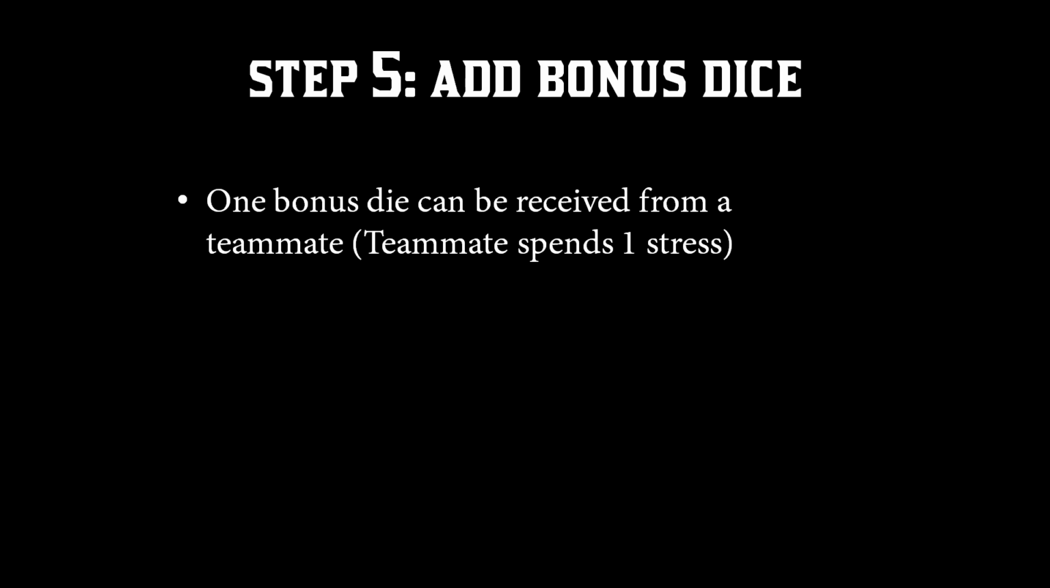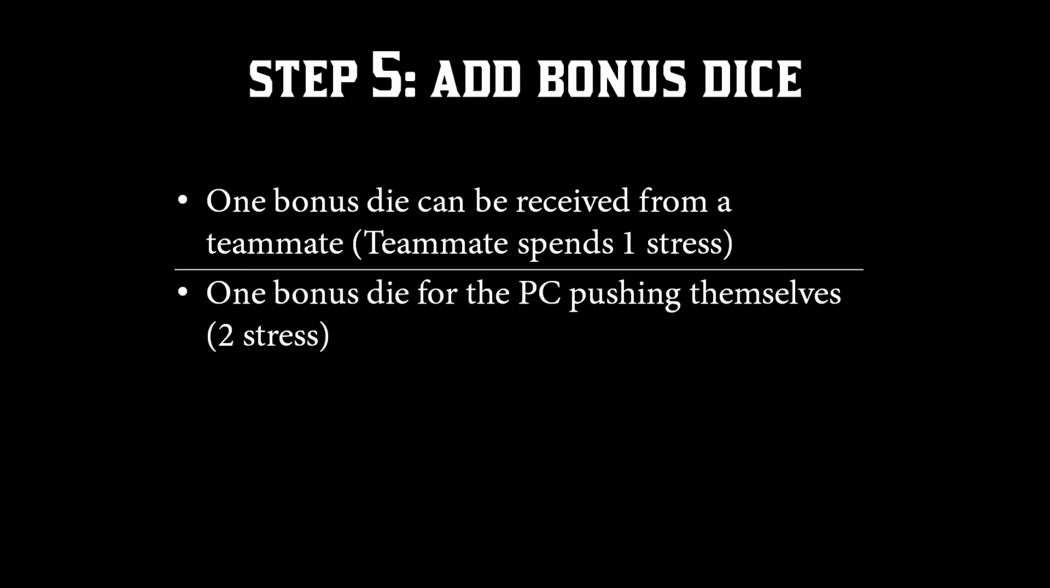Alright, so next we get on to step 5, adding bonus dice. One bonus die can be received from a teammate if the teammate spends 1 stress. It's pretty simple. This is in addition to the bonus die for the PC pushing themselves, which costs 2 stress. So if the PC spends 2 stress, they can get a bonus die for themselves. If their teammate spends 1 stress, they can give a bonus die to the PC. So that can give 2 bonus dice to the PC together.